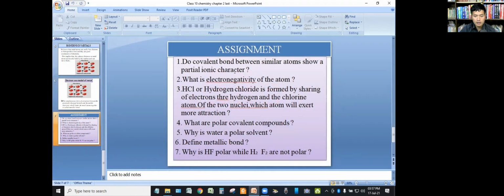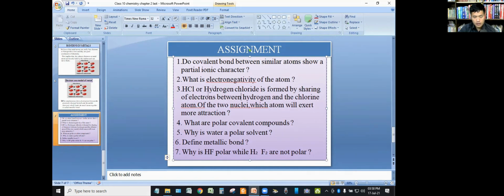Now for your assignment. Question 1: Do covalent bonds between similar atoms show a partial ionic character? Question 2: What is the electronegativity of an atom? Question number 3: HCl or hydrogen chloride is formed by sharing of electrons between the hydrogen and the chlorine atom. Of the two nuclei, which atom will exert more attraction?